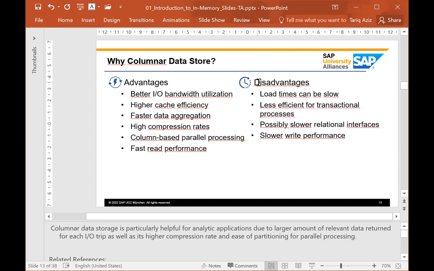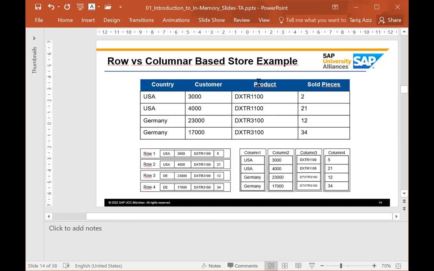Any question, guys, here? If you see here, this is an example for the row based. This is my row 1, okay, guys? And these are my column based store. So if you see here, it looks the same. The first row is the same as this one. The second row is the same. So it doesn't look any different, you know.